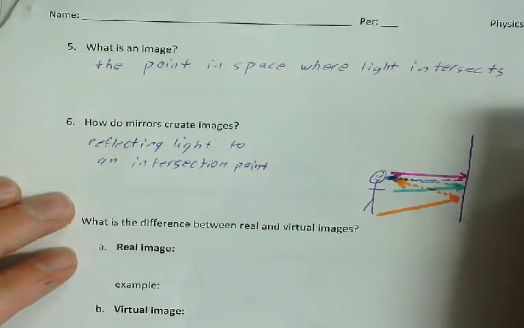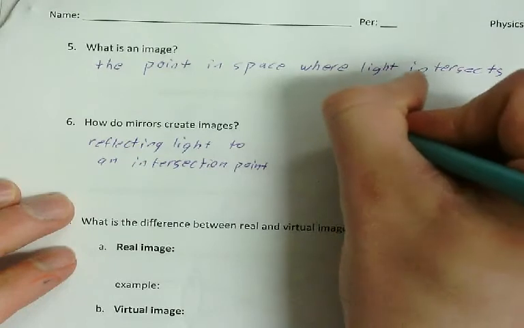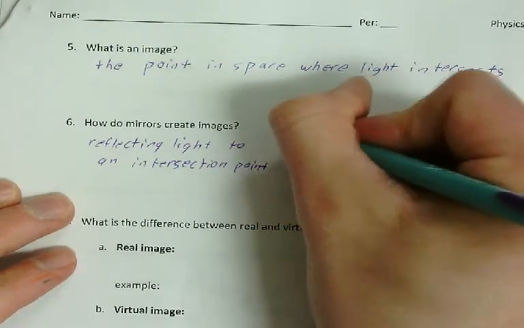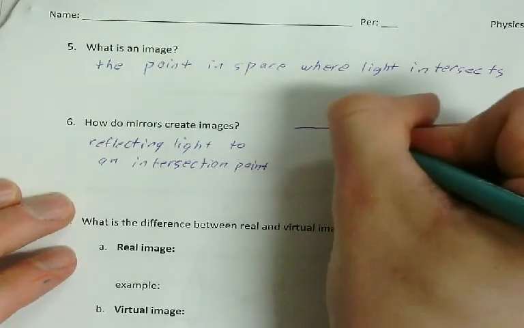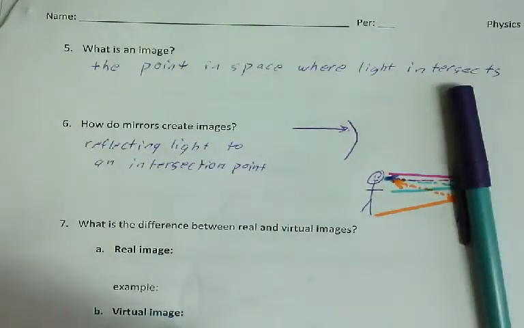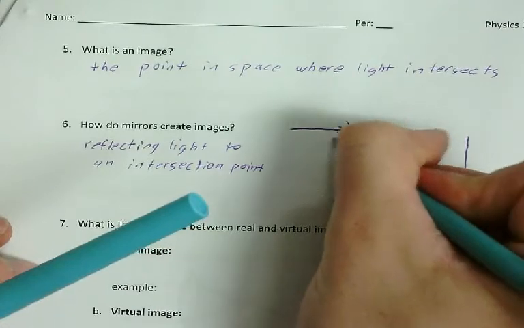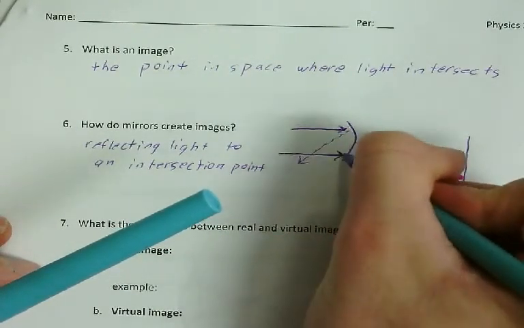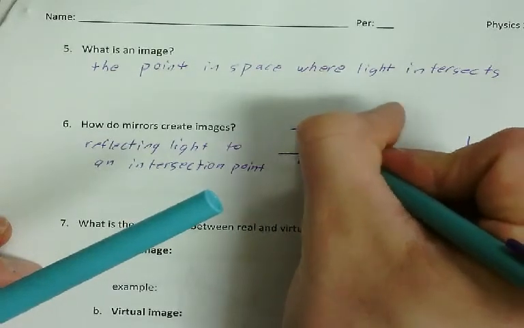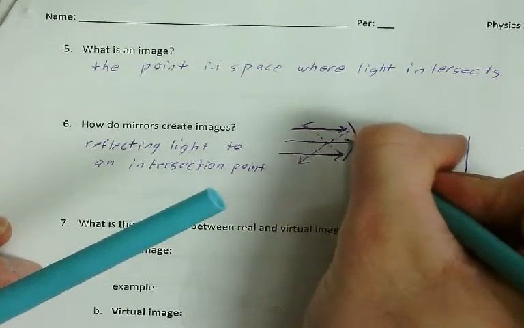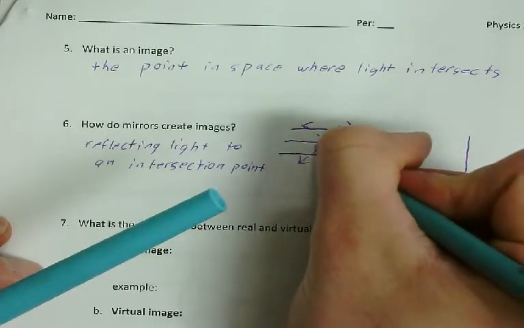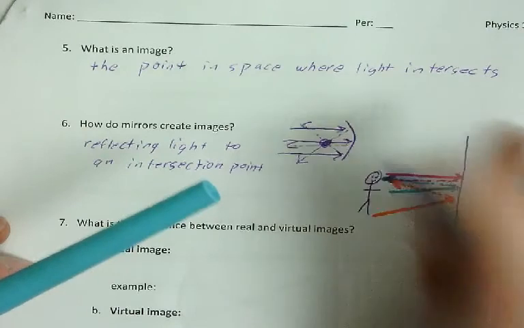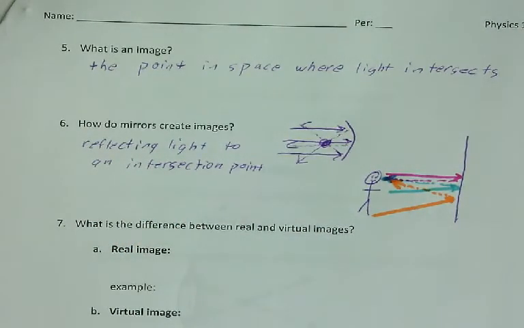Same thing works for curved mirrors. So for curved mirrors, light comes in, reflects. Light comes in, reflects. Light comes in, reflects straight back. There's a point where the light intersects, and at that point, there'll be an image formed.